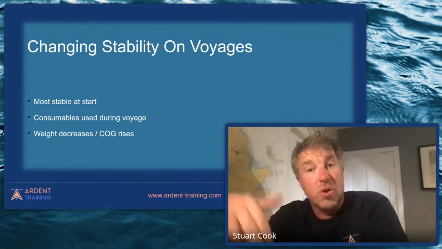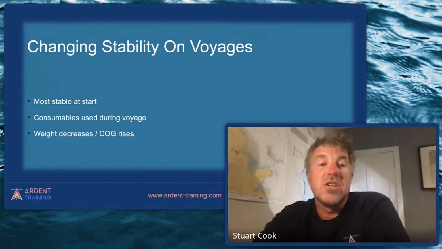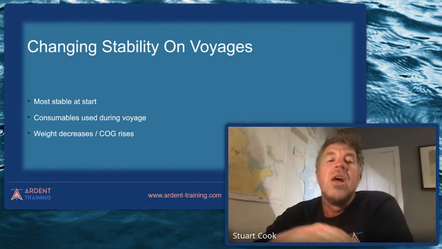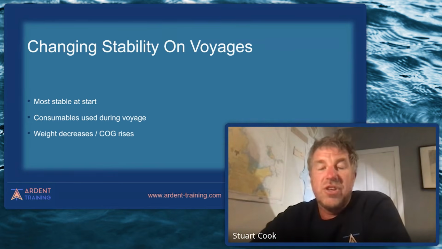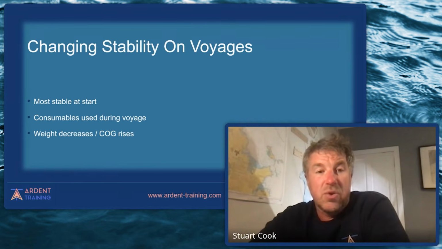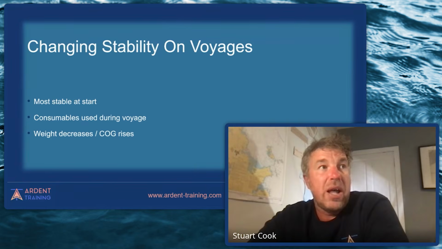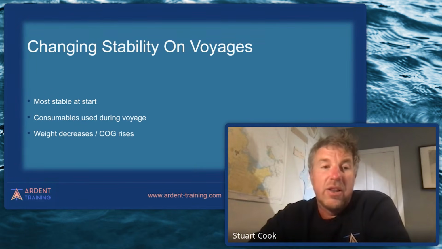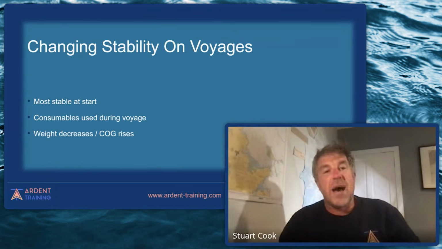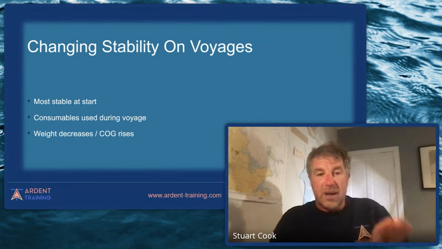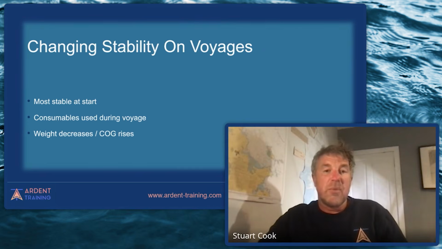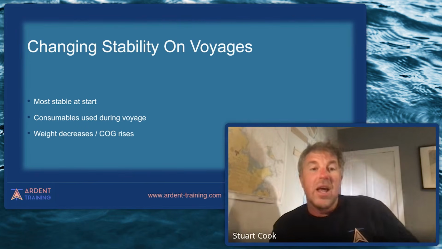But as you go along in your voyage, all these consumables are going to be used, and that's going to allow the COG to rise, because the weight's going to decrease. And that's something to think about. Can we make sure that we're trying to use stuff in a nice even manner? So if we're using two fuel tanks, can we use fuel from one and then switch to the other and then switch back again?